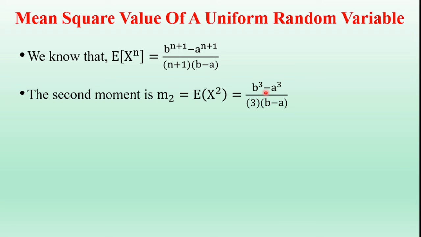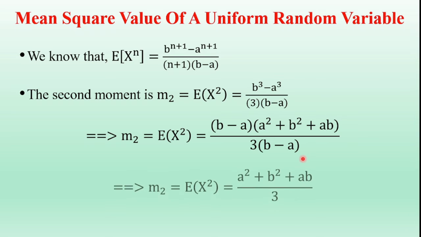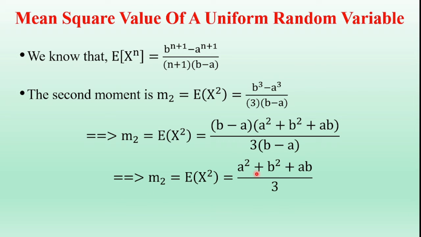The expansion of b cube minus a cube is (b minus a) into (a square plus b square plus ab), divided by the denominator term. The numerator and denominator (b minus a) cancel. Therefore, expectation of x square is equal to (a square plus b square plus ab) by 3. This is the final expression of the mean square value of a uniform random variable.